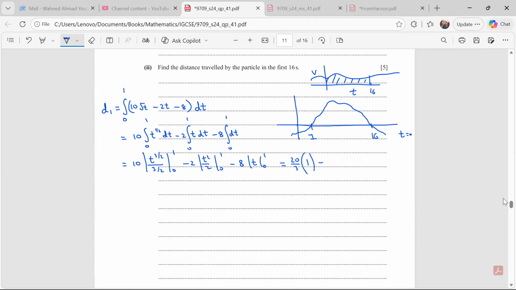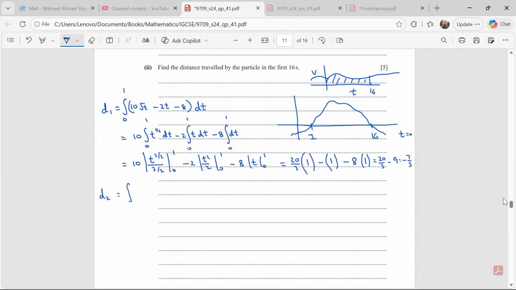Minus, the 2 cancels with 2, and for t square, when I put the upper limit, 1 square is 1, minus 0, minus 8, and again 1 minus 0. So this will be 20 by 3 minus 1 and minus 8, so this is minus 9. So it gives us a value of minus 7 by 3. Remember I told you this is going to be a negative answer. Now what about d2?